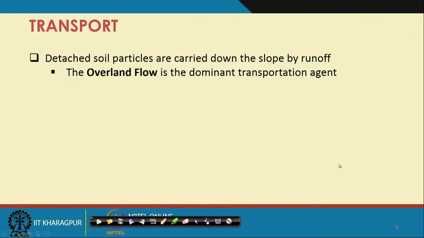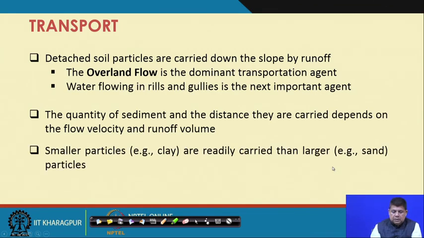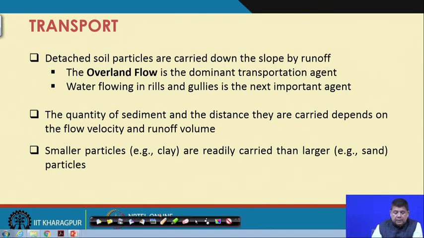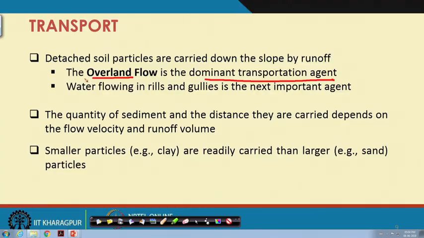Coming to transport, the detached soil particles are carried down the slope by runoff, and the overland flow is the dominant transportation agent. We saw in one of the earlier slides that both raindrop impact as well as overland flow can cause detachment. But in the previous slide, while talking about detachment, we saw it is the raindrop impact which is the primary force behind detachment. Similarly, we can say it is the overland flow which is the dominant transportation agent.